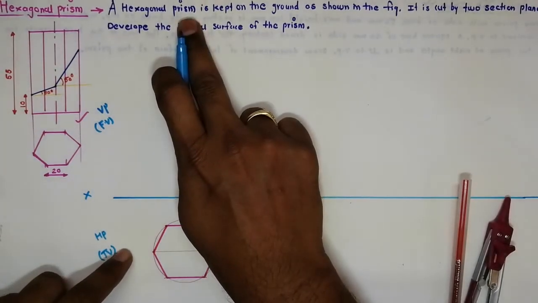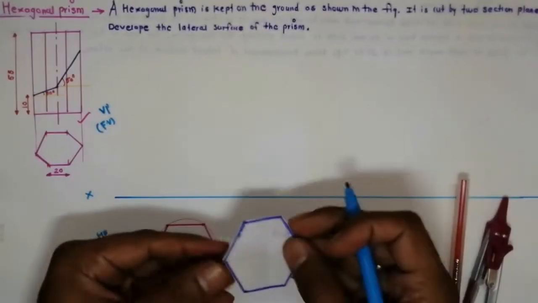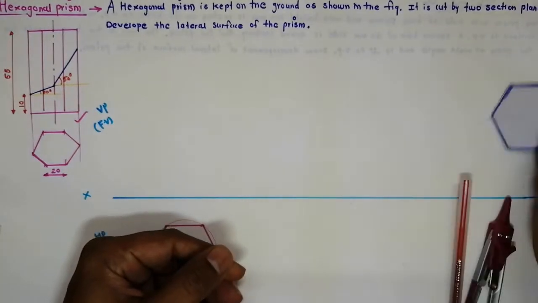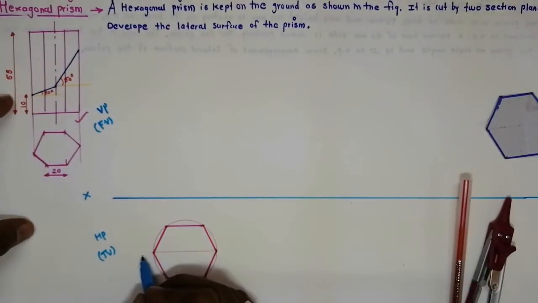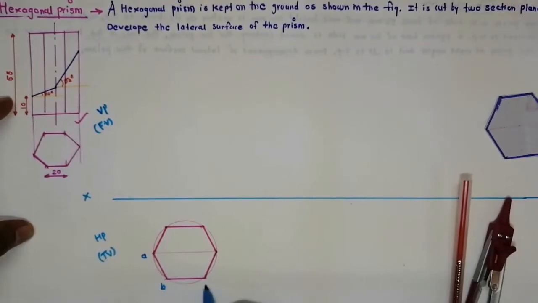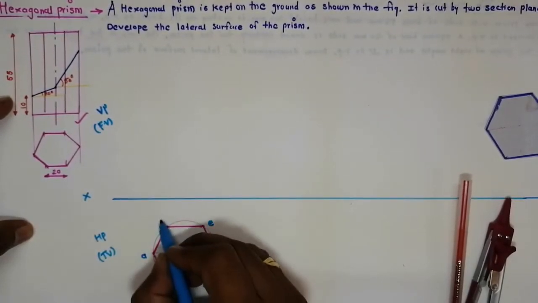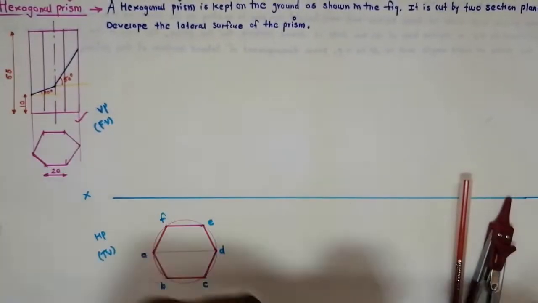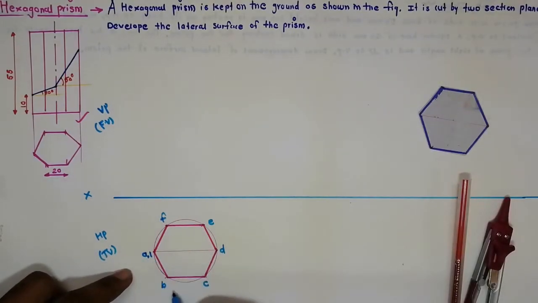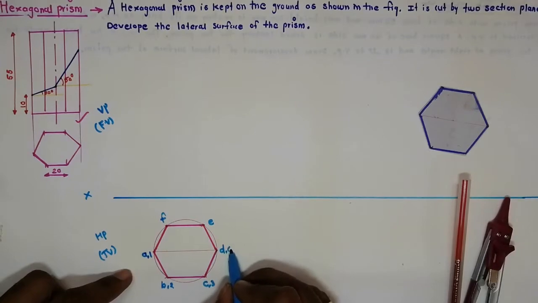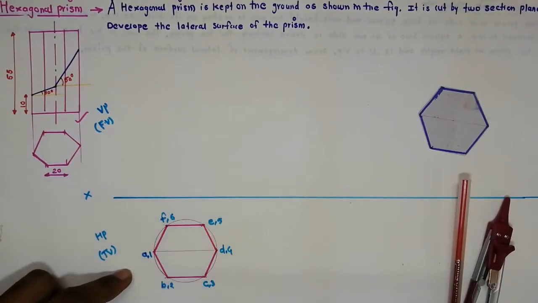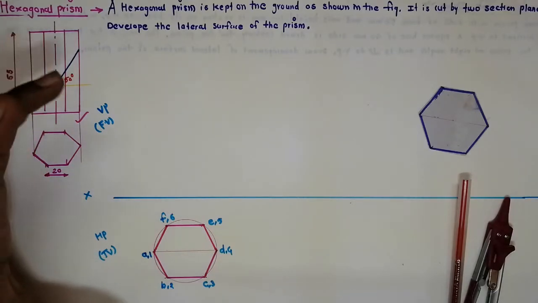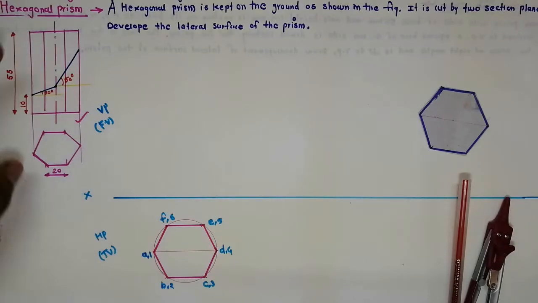Since this is a prism, one hexagon is at the bottom and another hexagon is at the top. That means we have to name it twice. Always in prisms you have to name it twice. So this is A, B, C, D, E and F for the bottom hexagon. Another hexagon is at the top, so this is 1, 2, 3, here 4, this is 5 and 6. Always remember for prisms we have to name the true shape twice. Similarly for the front view.